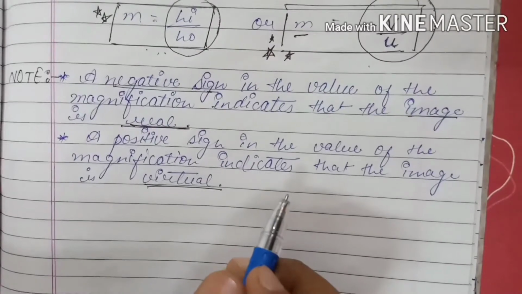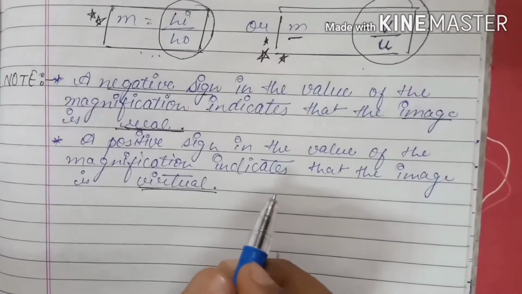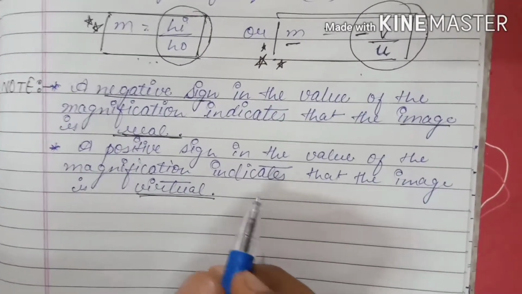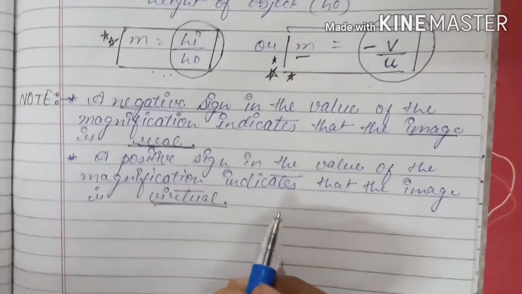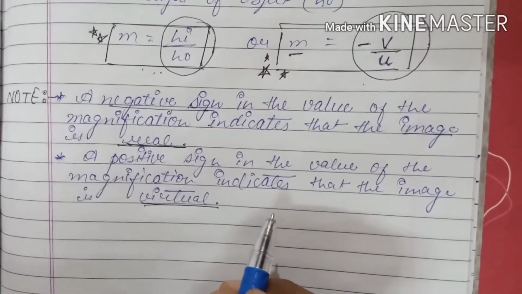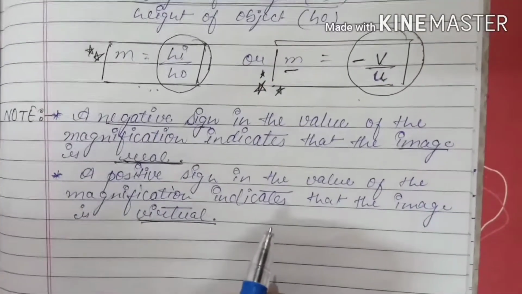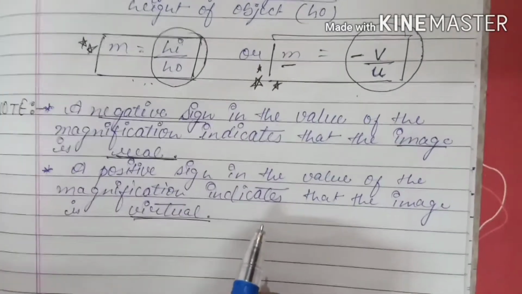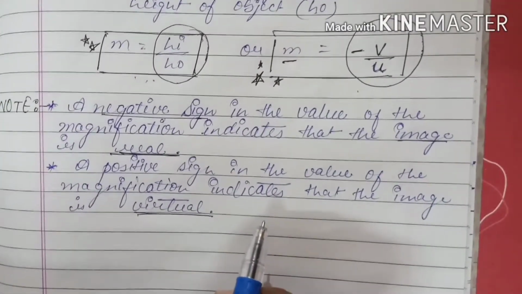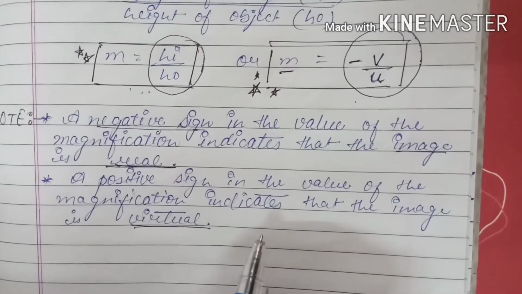Now keep in mind one point, that all the values, be it v, u, hi, ho, you have to put with their sign, positive or negative, according to the sign convention which I have taught you in the beginning of the video. You have to put all the values with their sign.